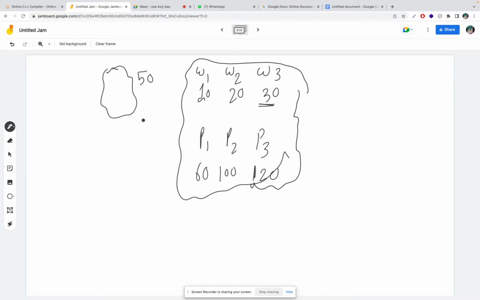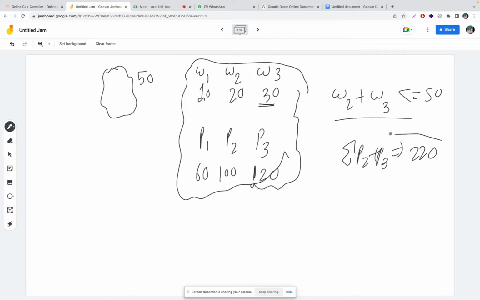Any ideas, guys? Which items will you pick? W2 and W3. Okay. So W2 plus W3, is it satisfying the first condition? Is it less than or equal to 50, guys? Yes. Is it maximizing the profit? Is P2 plus P3 as maximum as possible?